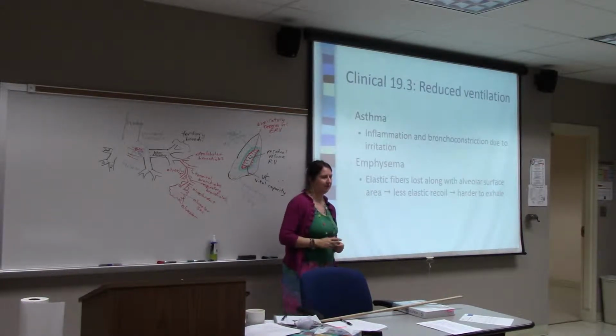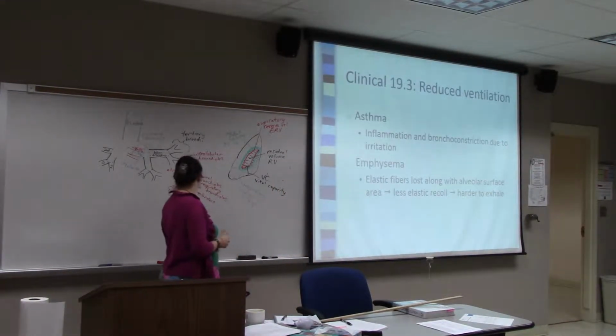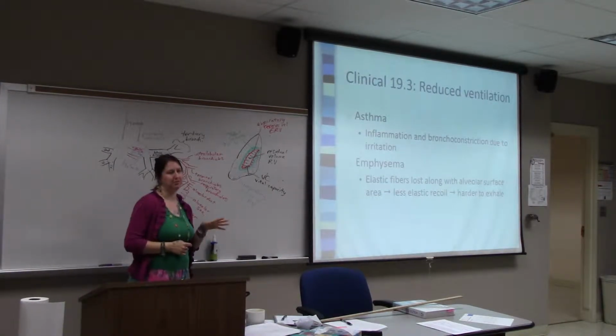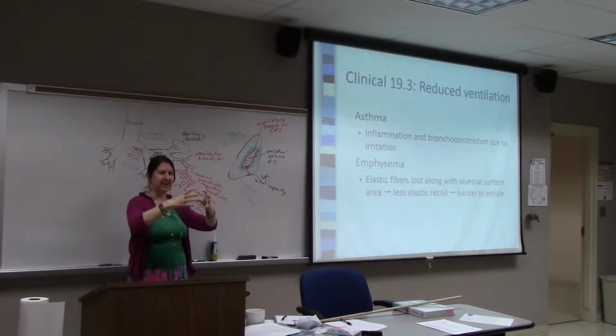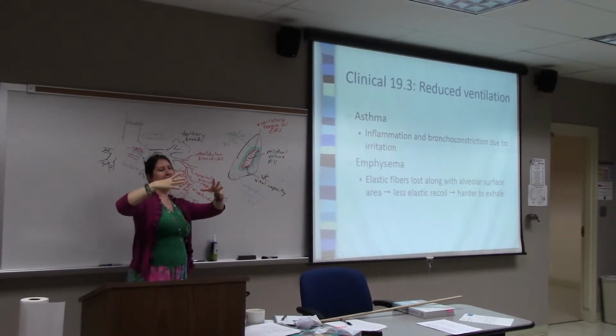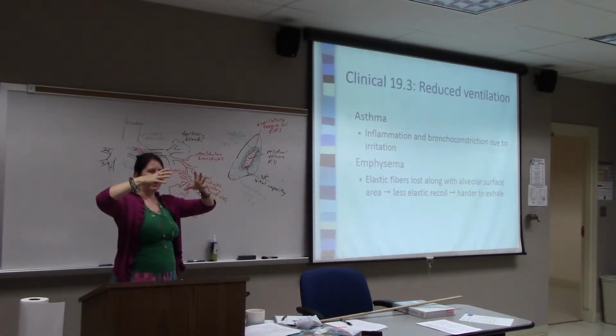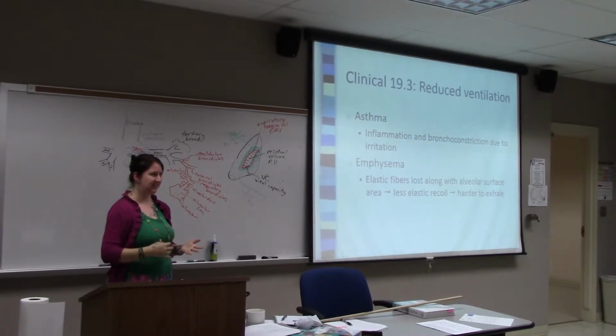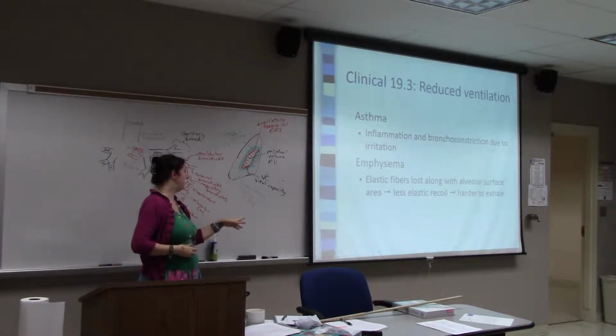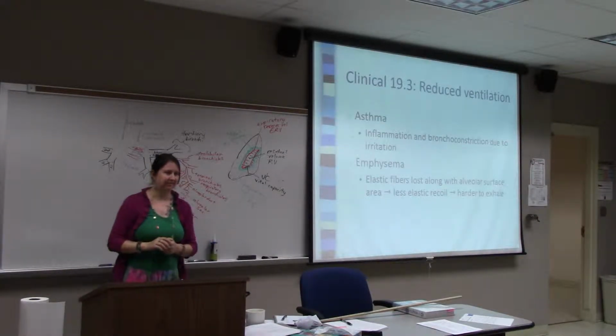Emphysema is the other one. So along with the alveolar surface area, elastic fibers are lost. And that makes the lungs have less elastic recoil. So you can inhale just fine, but the lungs don't collapse back down by themselves as easily. So with emphysema, it's harder to exhale.